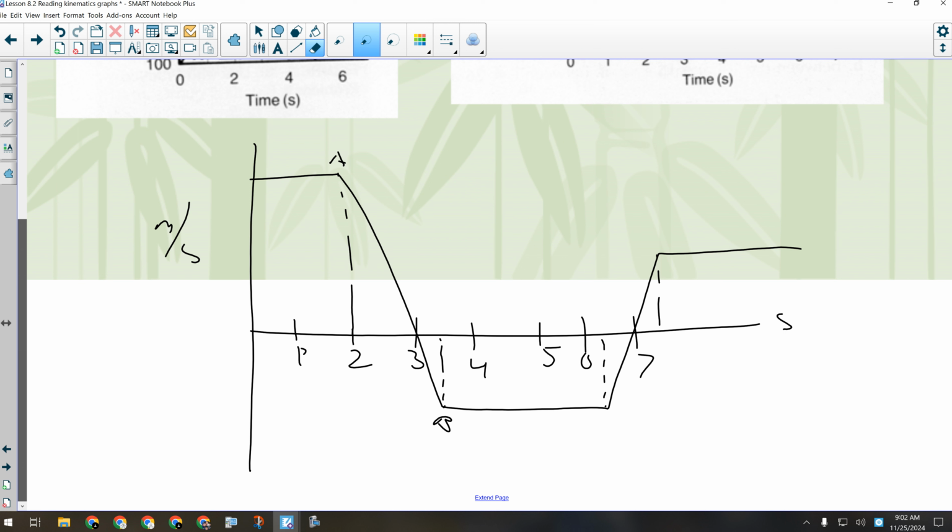Yeah, right? For part of that, it's above the x-axis, which means it's moving in a forward, positive direction. But then it goes below the x-axis and is traveling in a negative direction. So at what time does it actually change direction? 3 seconds. Okay? And how fast is it going at 3 seconds?